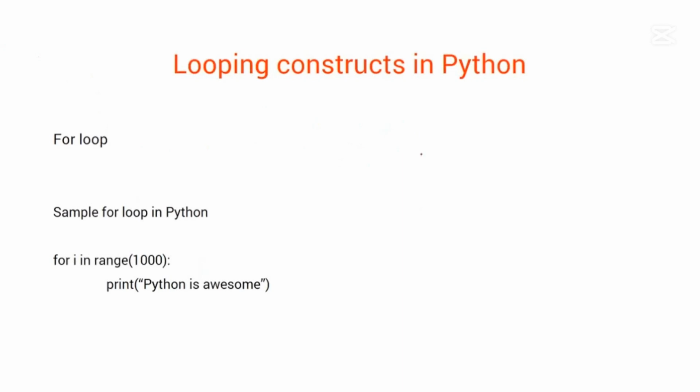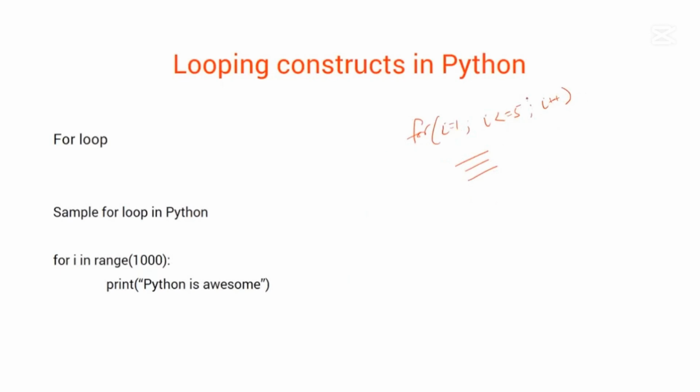So for example, a for loop in Java looks like this, where a variable is initialized first, then there is a condition followed by the increment or decrement operator, whatever be the case. Then here comes the statement.